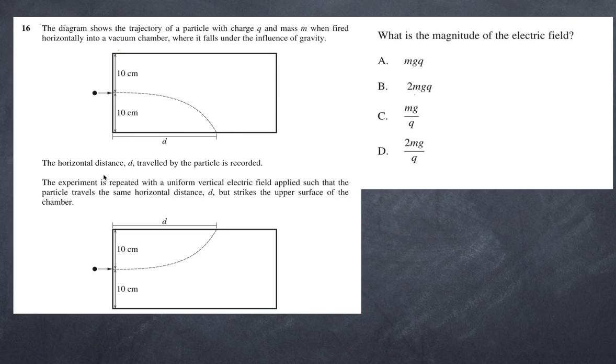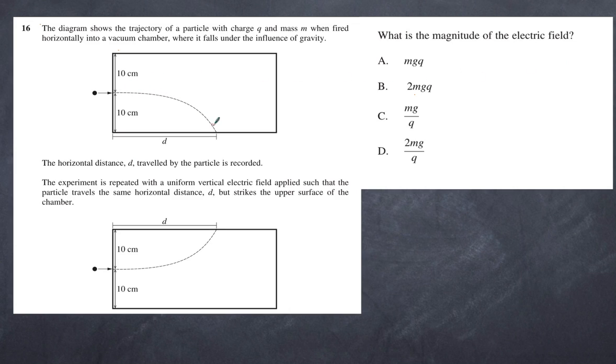The horizontal distance, of course, is the distance traveled. The experiment is repeated with a uniform, vertical electric field, so that now the charged particle flicks upwards with exactly the same range. And we're asked, what is the magnitude of the electric field? The best thing to do is to annotate the diagram so that it helps us understand what's going on.